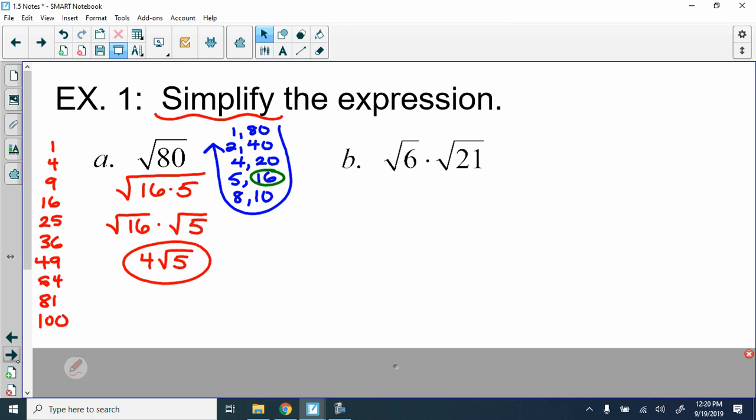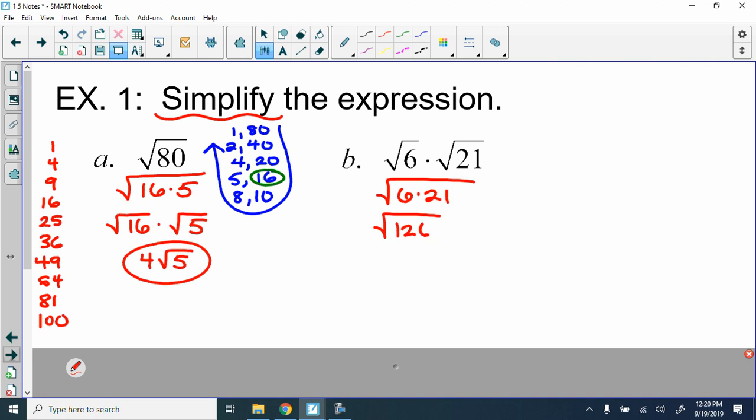On the second example, what we have going on here is a product of 2 radicals, but neither of these are perfect squares. So the first thing we have to do is apply our rule that we can multiply them together. So when I multiply 6 times 21, I get the square root of 126. And then I want to try to break it down.